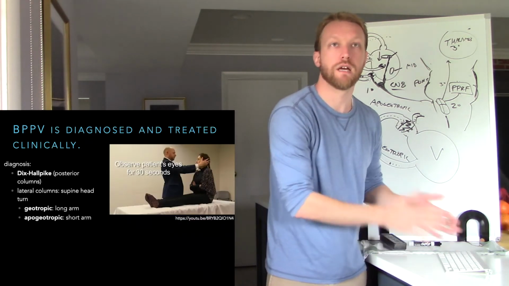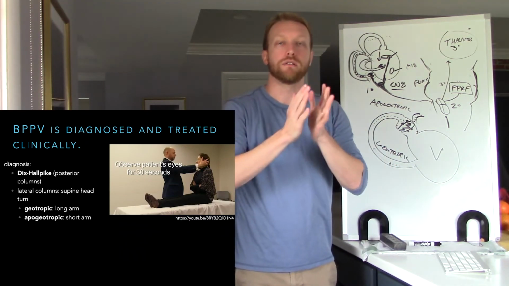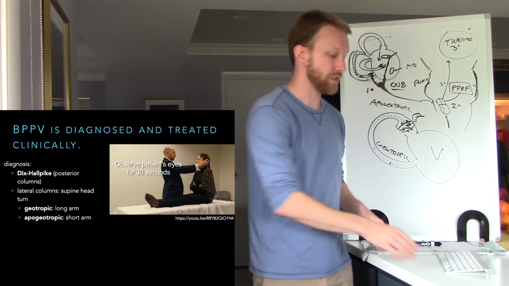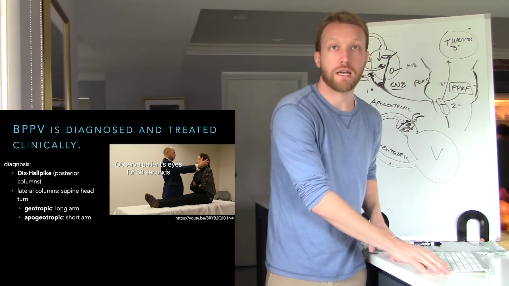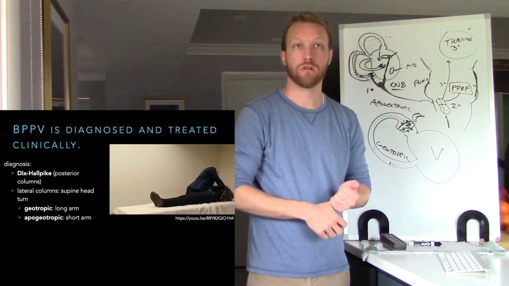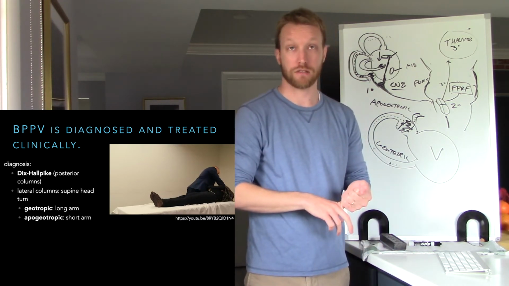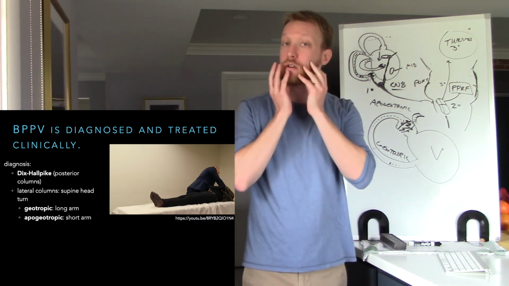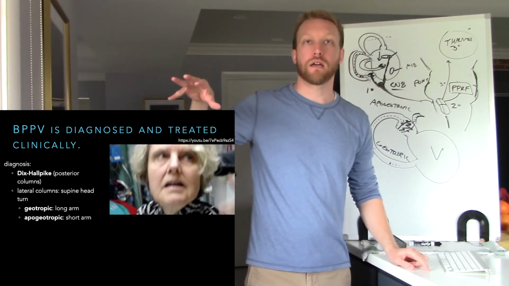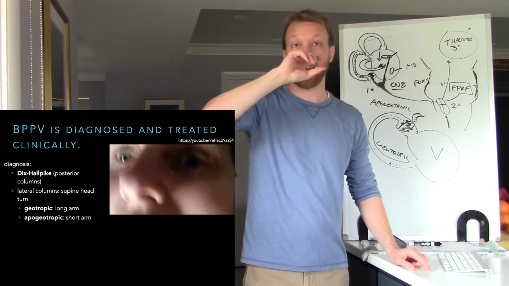Alright, so now this next slide will make some sense. The diagnosis and treatment is largely going to be clinical for benign paroxysmal positional vertigo. To diagnose it, you just need to move someone's head and look for the vertigo and nystagmus that's going to occur. So you just have them turn their head and lay them back like we just saw here. And when you lay them back, you're going to look for nystagmus.